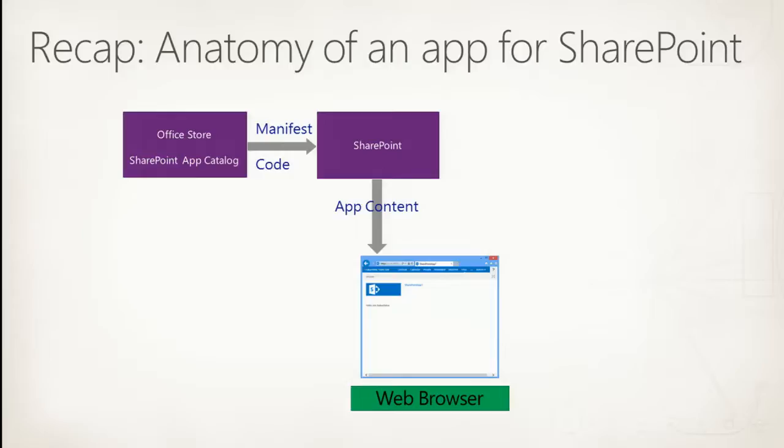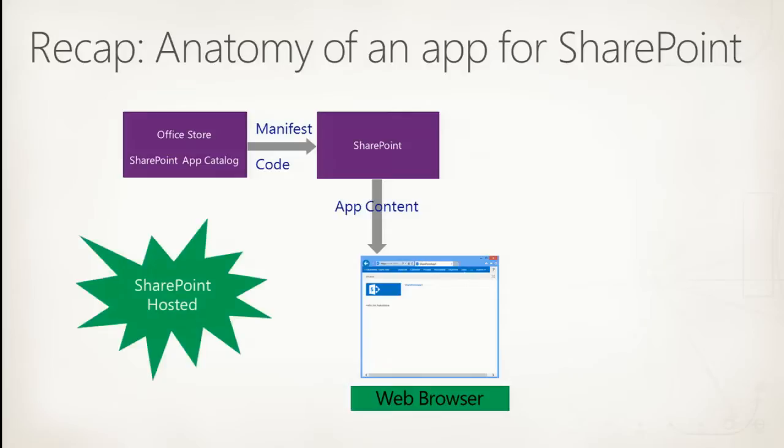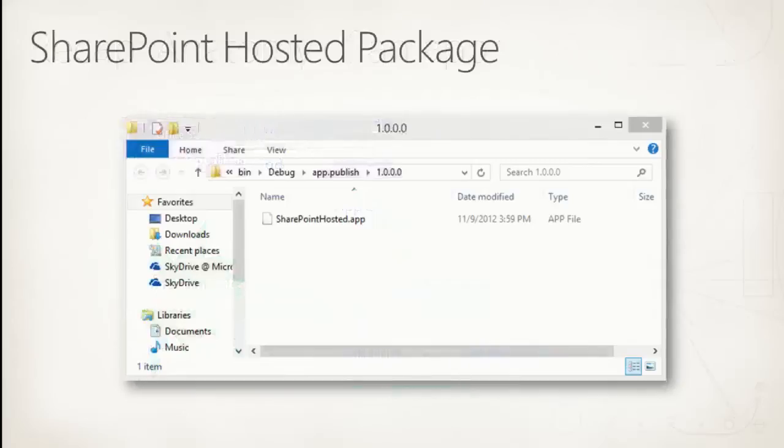The first one for SharePoint was the SharePoint-hosted app. Very simple, client-side code only. Manifest and code information comes from the store or app catalog. So if you right-click and publish in Visual Studio on this type of app, you're going to get an output that is a single .app file. That .app file you give to the app catalog or the store, and the information gets brought down into SharePoint when a user installs the app.